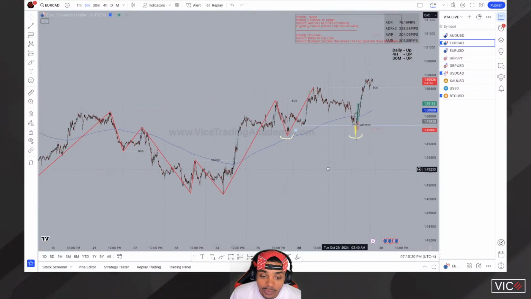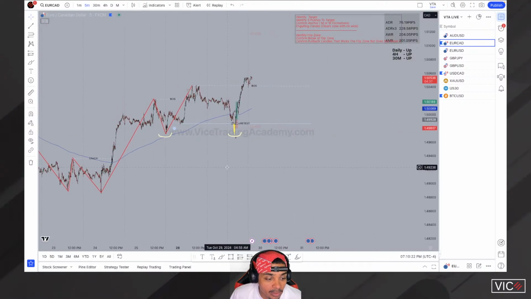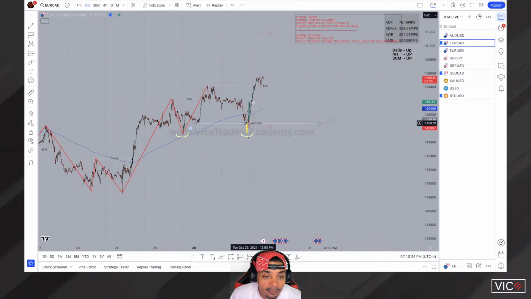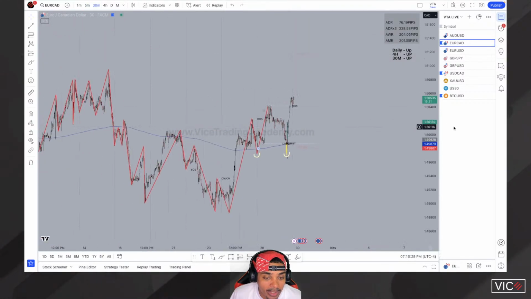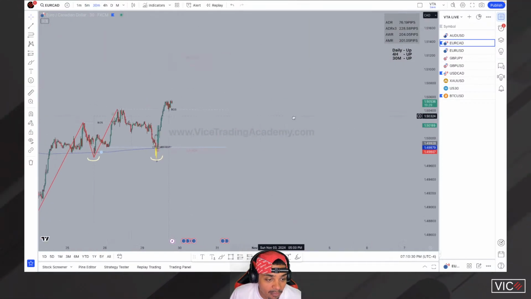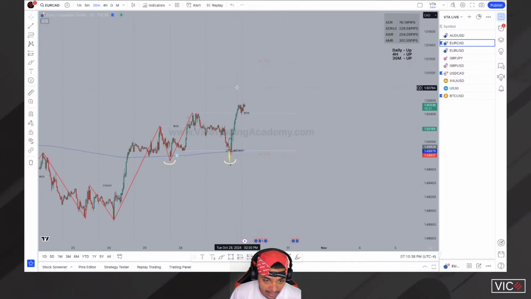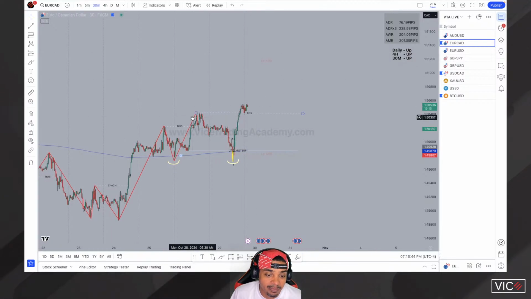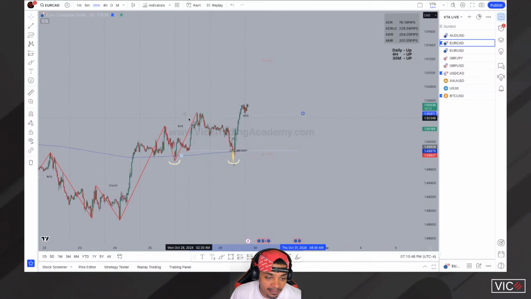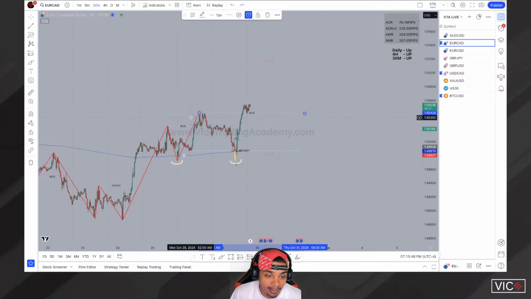So when we look at market structure, we're still holding higher lows, right? We broke out of here, and we are creating a new higher high point. So what am I waiting for? I'm waiting for price to come back and retest the break of structure, right? Push up, retest the break of structure, and then continue the trend, right? Higher high to make a new higher low point around here to then continue to make that higher high. That's my expectation. So let me fix my market structure.